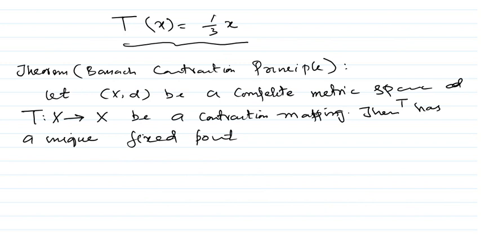So if it's a complete metric space and T is a contraction mapping, then T has a unique fixed point. This is a very important theorem, and the proof is very simple, but it has a number of applications in the existence of solutions of certain differential equations, like Picard's theorem.